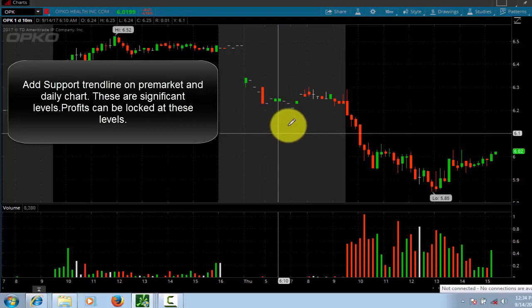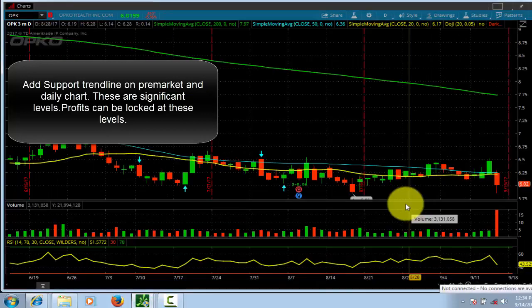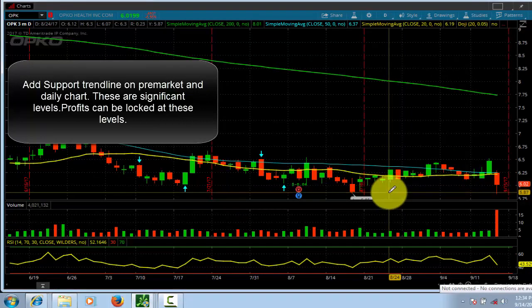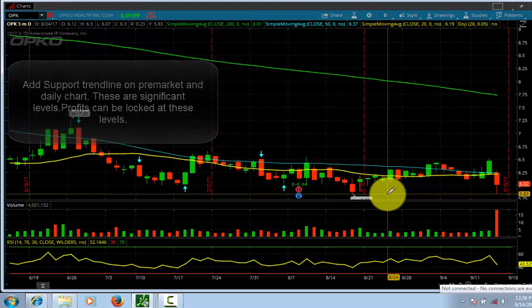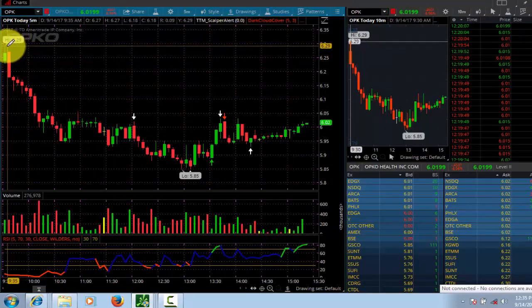If there is any. If I do not find any support levels here on pre-market screen, then I would go on to my daily screen and check for support. These levels are very important, and that you will see on the charts when I'll discuss. My stop loss is always the highest of the first candle, and that has not changed.